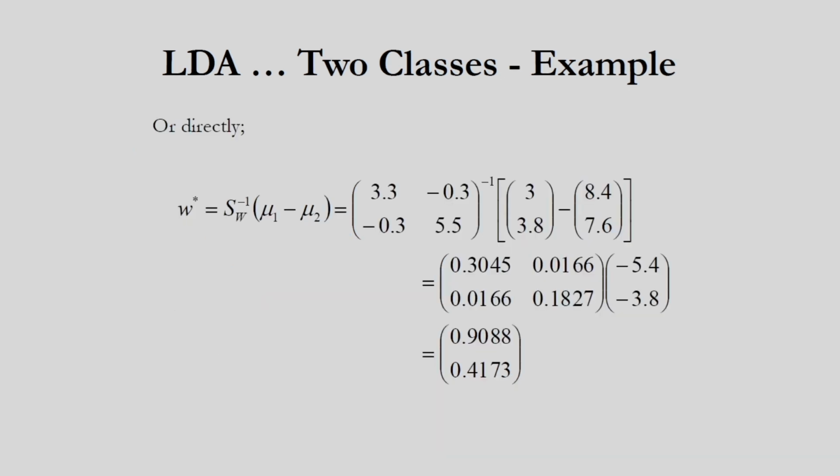Or maybe directly we can compute it like this. The optimum projection direction, or the vector, I can determine like this: SW minus 1, that is nothing but the inverse of the within class scatter matrix, times mu1 minus mu2. From this you can determine the optimum projection vector. So this is one example.